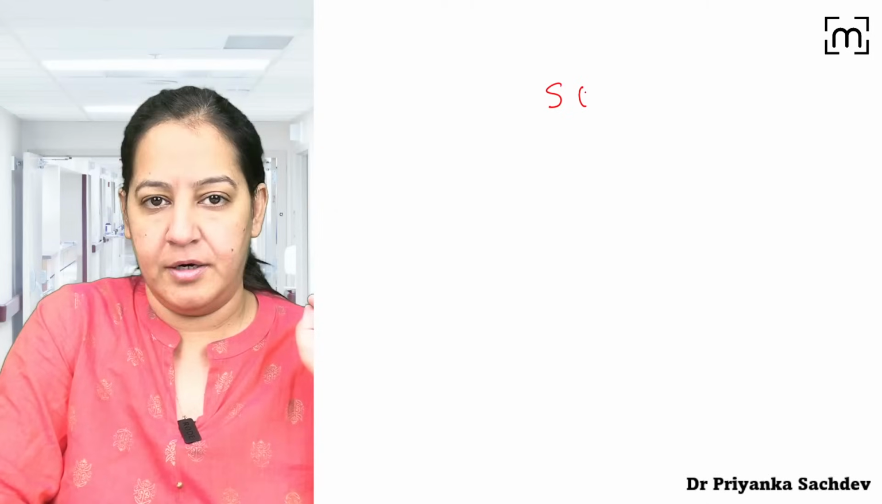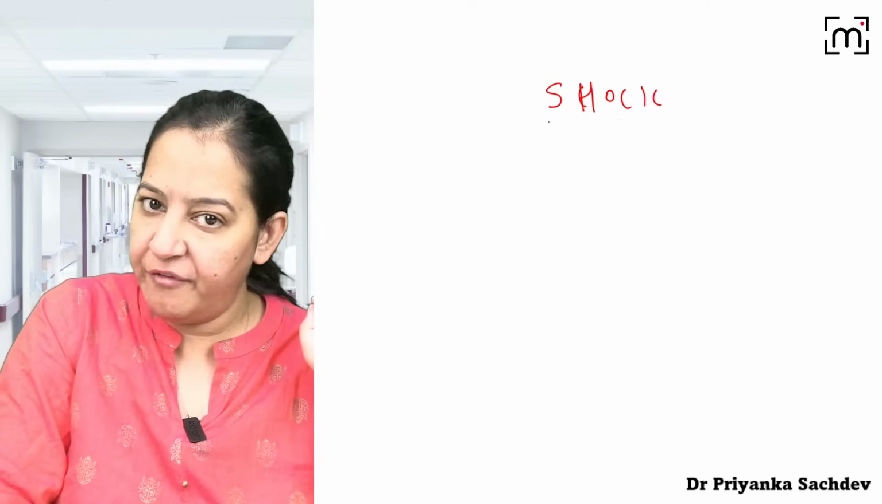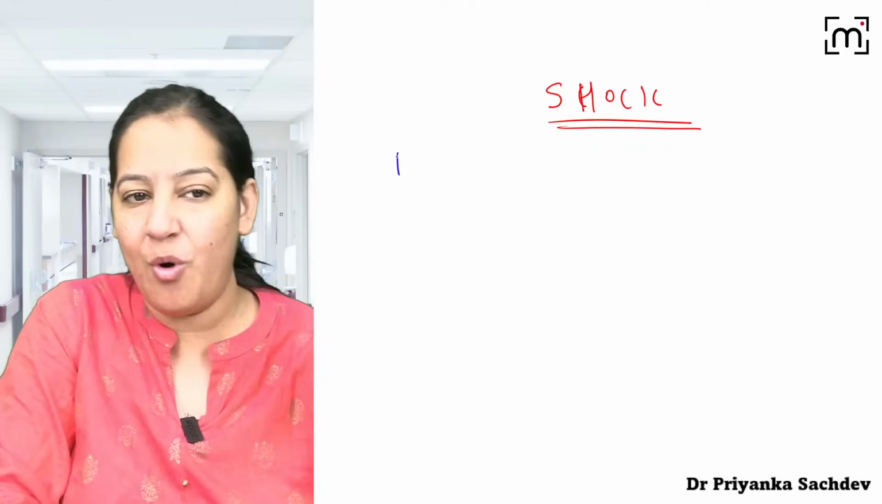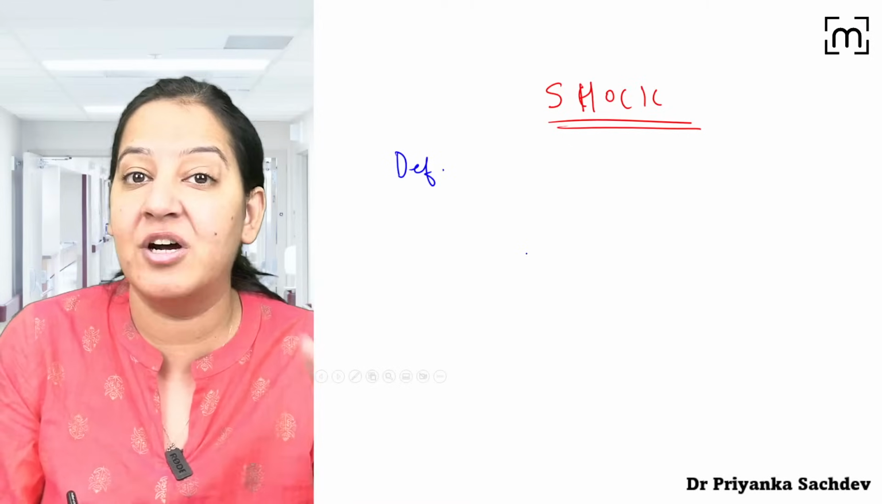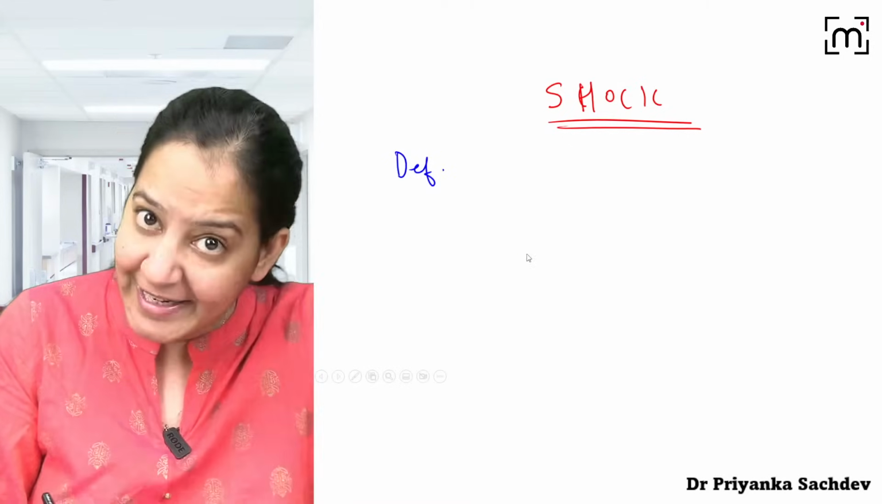Till now, I told you the definition of shock and the classification of shock. You all know how to define shock. Shock is not a disease, it is a clinical syndrome which occurs due to poor tissue perfusion. It leads to a sequel.